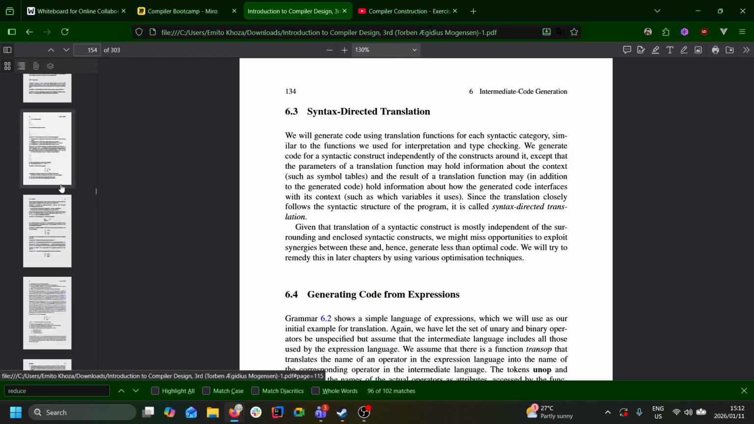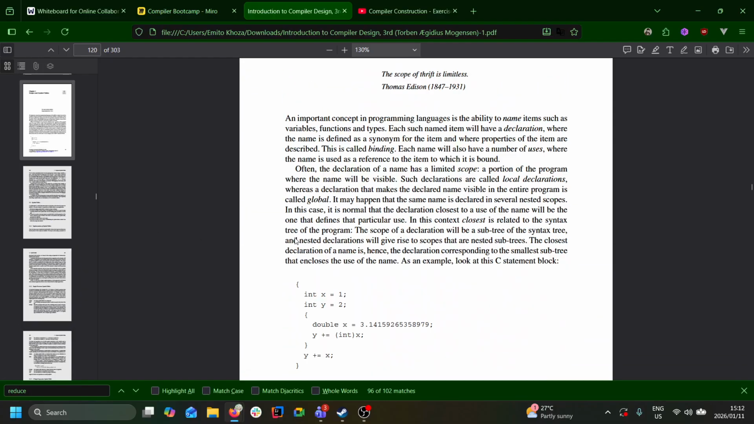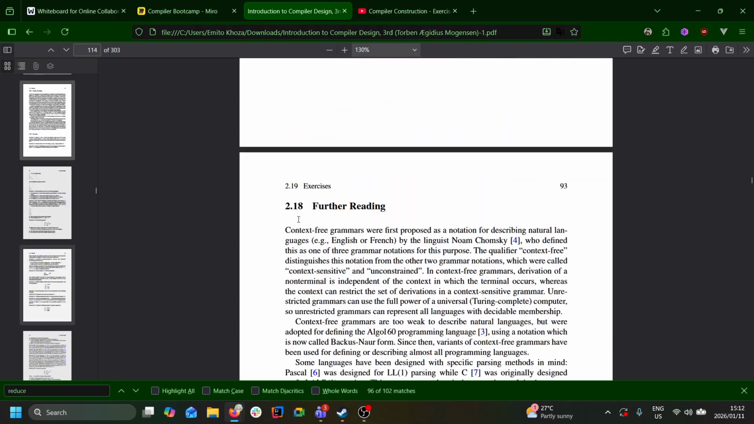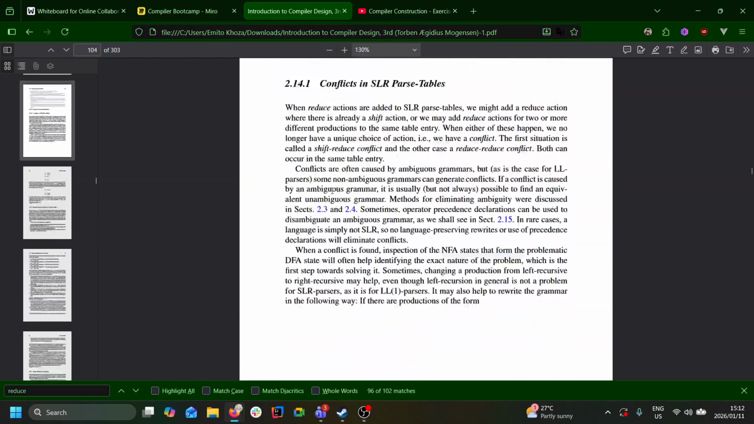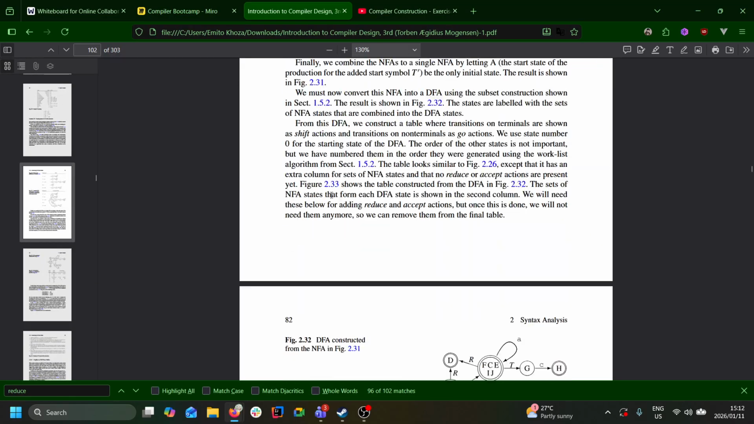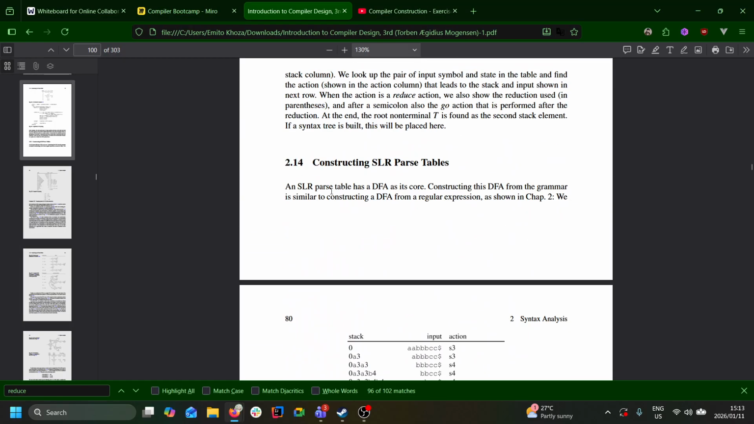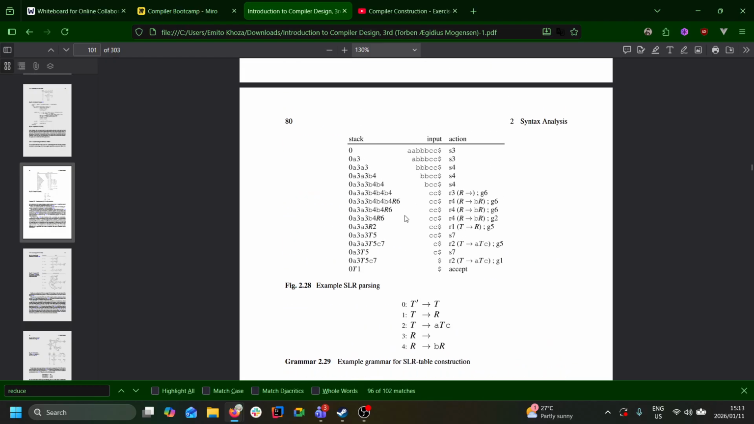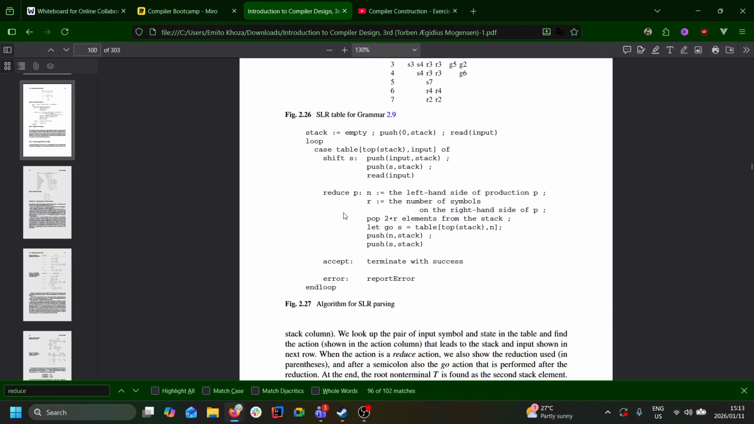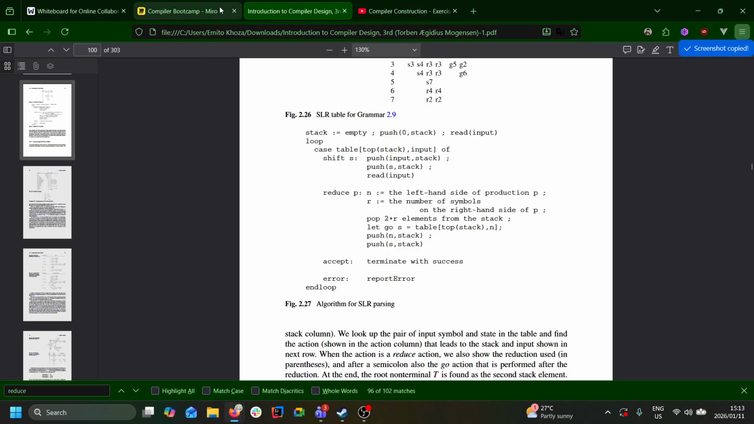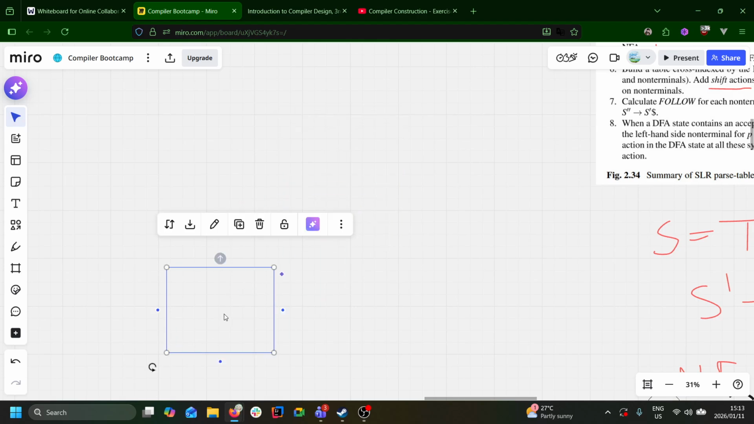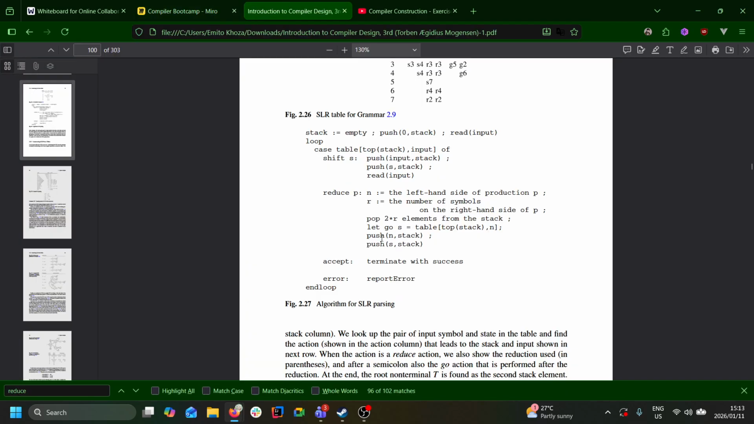Let's go to chapter 2. Okay, not this one. Okay. LR, SLR. There we go. So over here is when it performs the shift, reduce, and go actions. So this is the algorithm. I'm just going to copy this over here, this algorithm. We'll get to it later. I'll explain it later what it's about. But you're going to have your shift S, your reduce P, and accept and error.